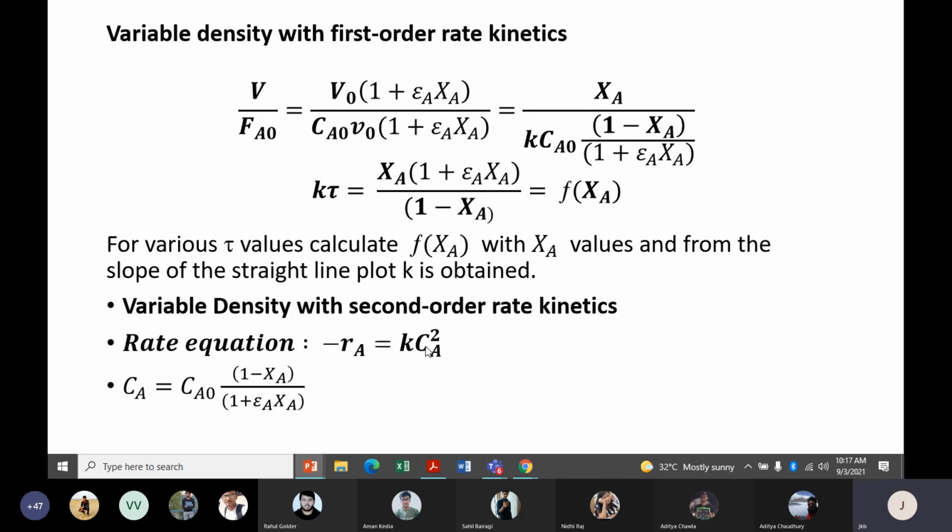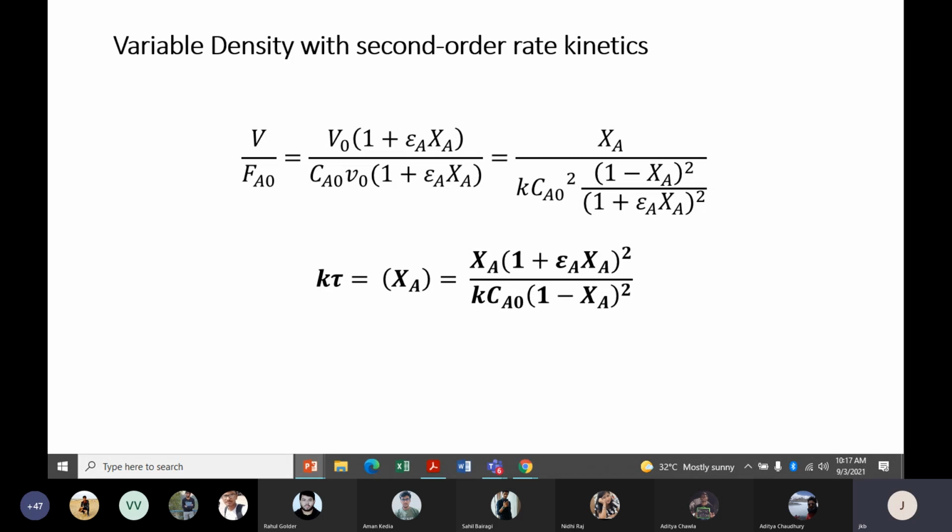For a second order reaction, similarly you can substitute K Ca squared in the rate expression, where concentration is the same, Ca0 times 1 minus XA by 1 plus epsilon XA. After substitution, on the left hand side this will be in the square form. And on the left hand side, the numerator and denominator both having this term get cancelled out.